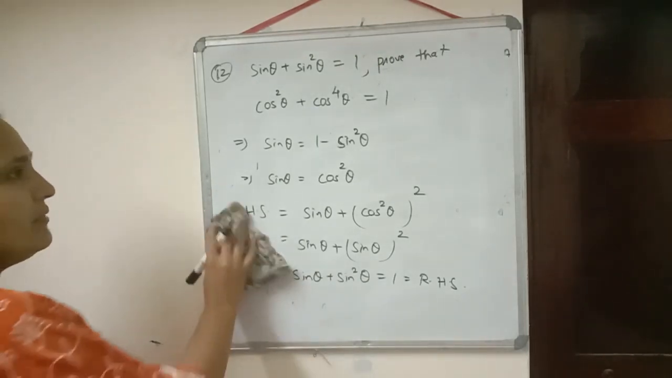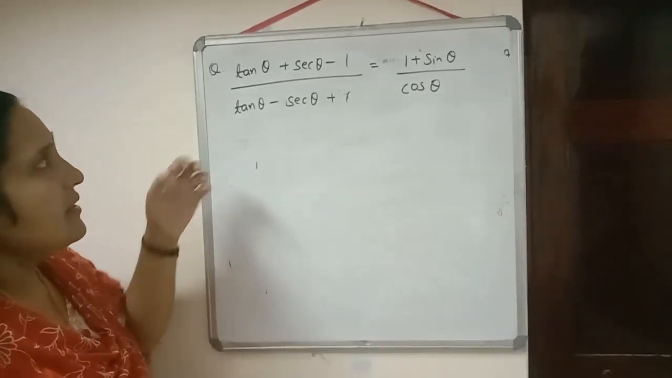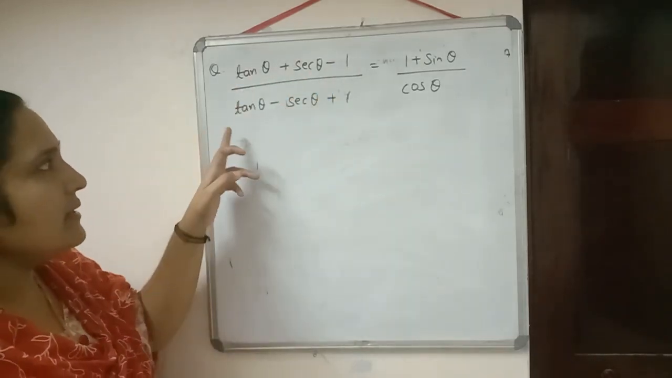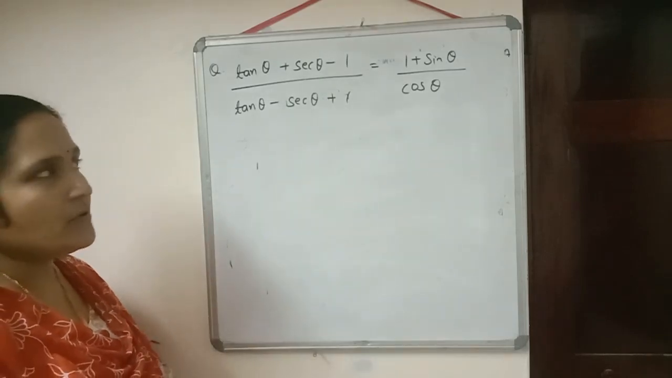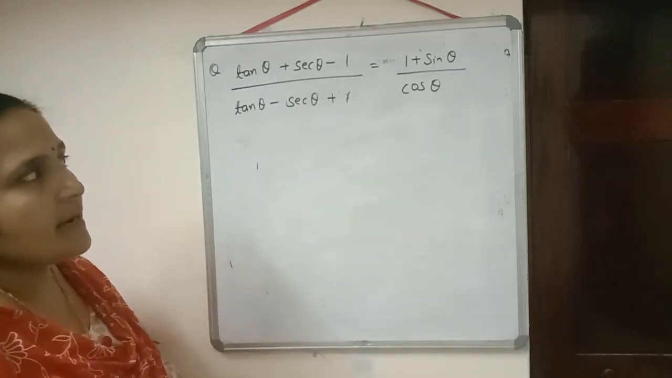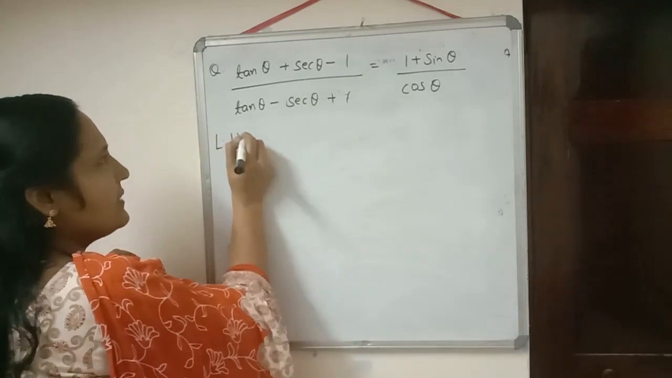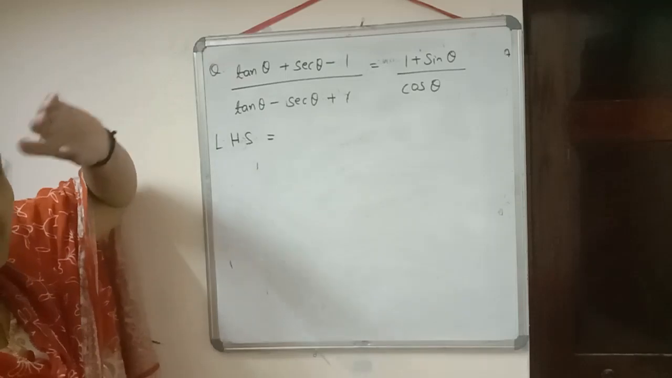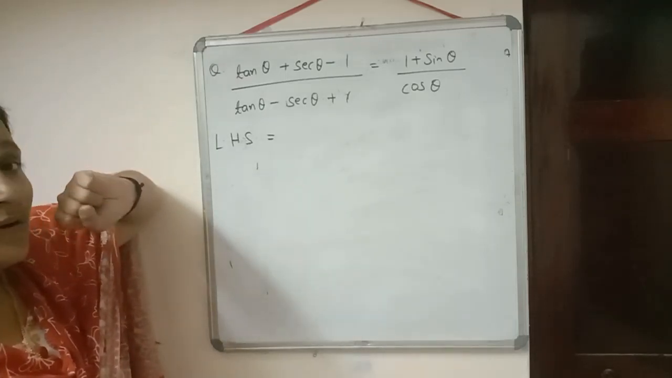Okay, now all of you write down. Next question is, prove that tan theta plus sec theta minus 1 by tan theta minus sec theta plus 1 is equal to 1 plus sin theta by cos theta. Normally in some books they multiplied it by tan theta minus sec theta and tan theta plus sec theta there. So normally during the exam we cannot remember that one.